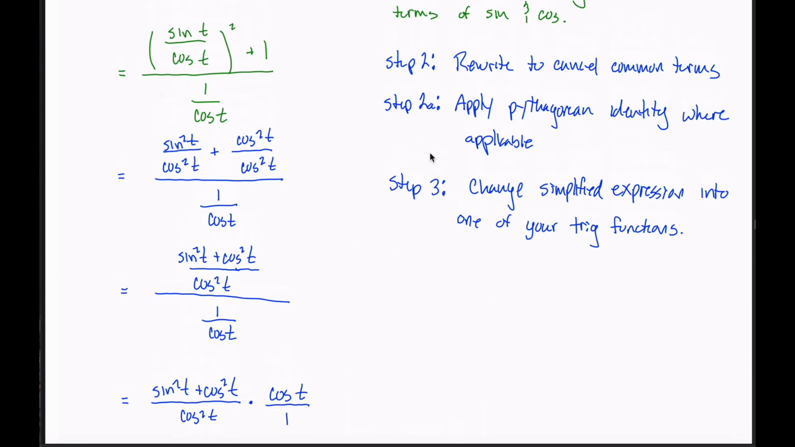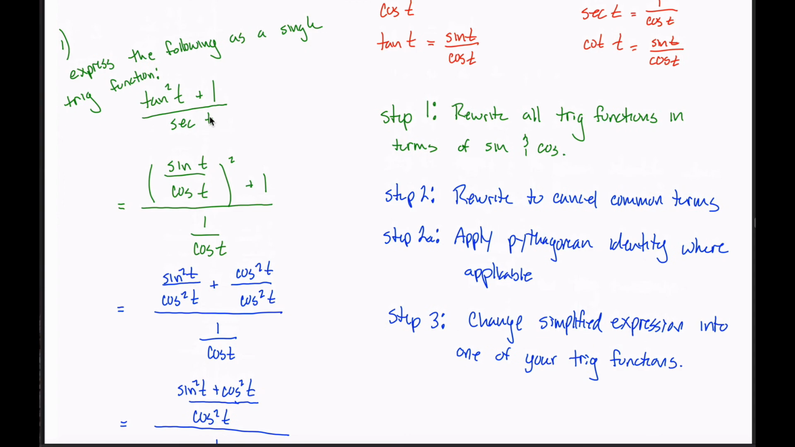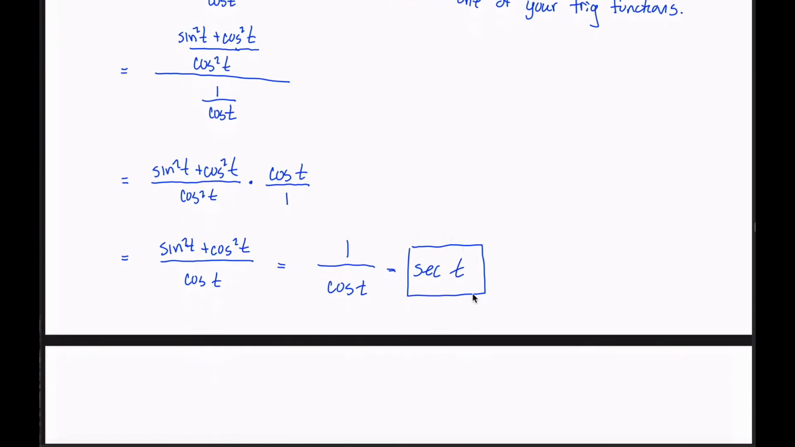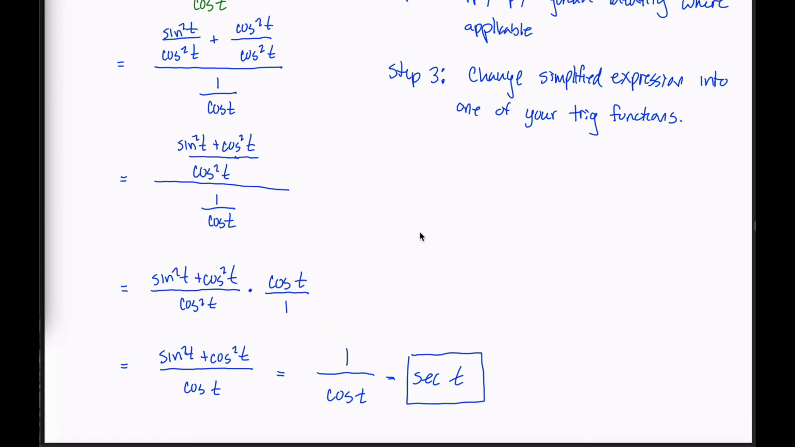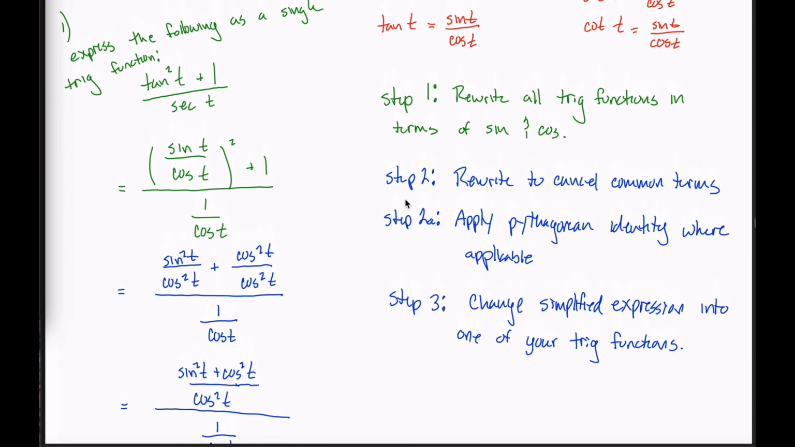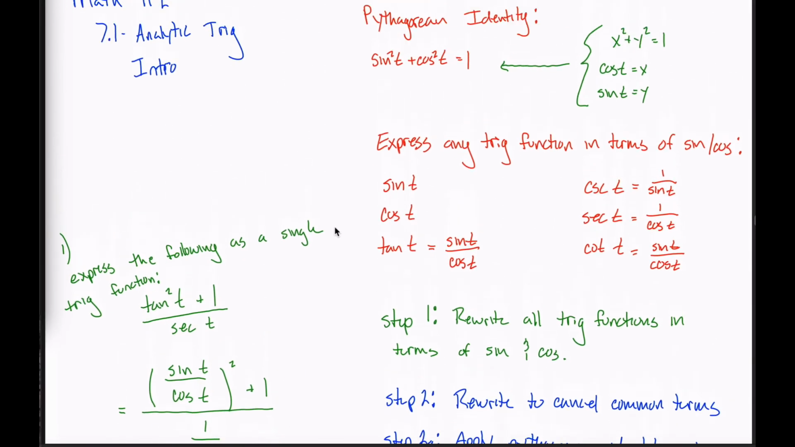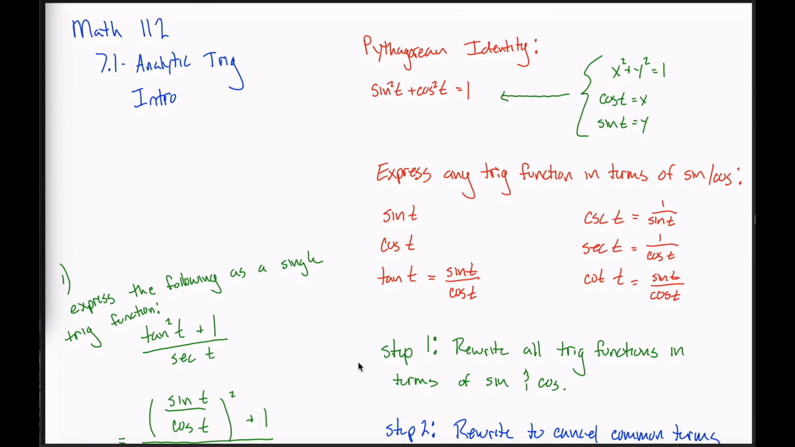The point of this example was to show that tangent squared t plus 1 divided by secant of t is the exact same as secant of t. Who knew? This is just one example, and you shouldn't feel like you can do any of these at this point. I think the key thing for chapter 7.1 is repetition. I just need to give you a bunch of examples and have you work through each one.